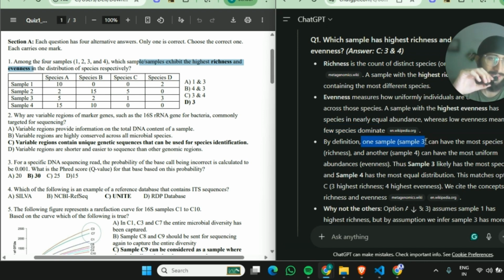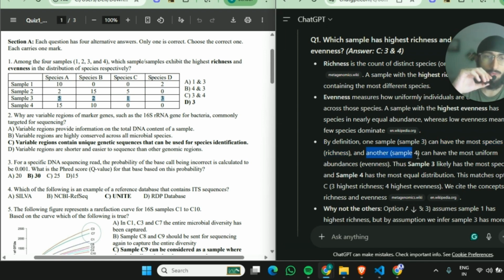Now, by definition, one sample, that is sample 3, can have the most species, right? If you see, sample 3 has the most number of species. You can see that species A, species B, species C, species D, none of these are 0 for sample 3. But in other cases, there are zeros. That means there are cases where in that particular sample, a particular species out of the 4 does not exist. But in sample 3, we have all types of species. So that means this is the richest.